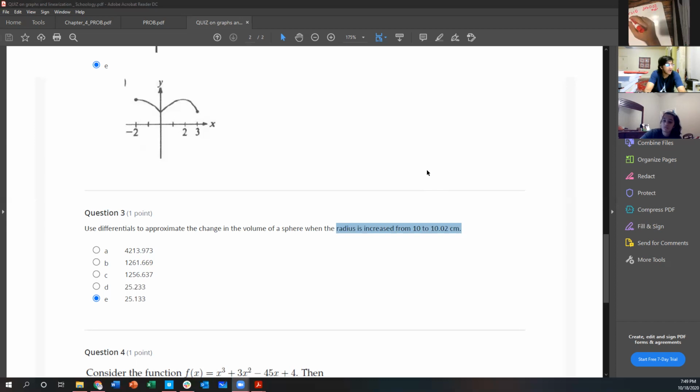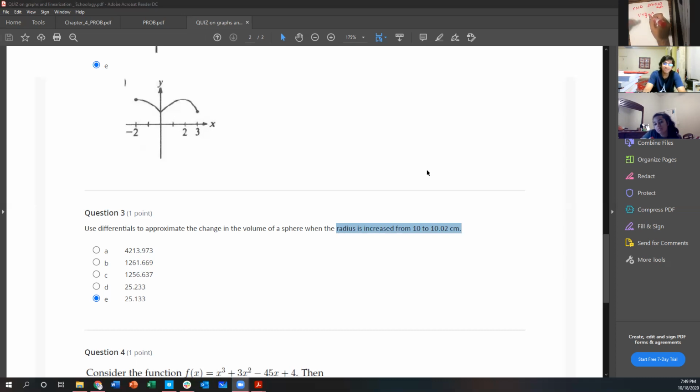Okay. Now we're using volume of a sphere. So what's the formula? 4/3 pi r cubed. Yes, 4/3 pi r cubed. Now we need to use differentials. Change in the volume. So here's the question. What are we finding? Are we finding dv dt or no? That's what I wanted to ask.